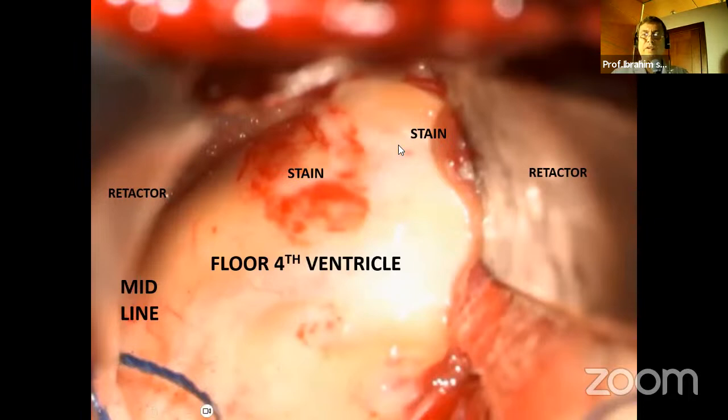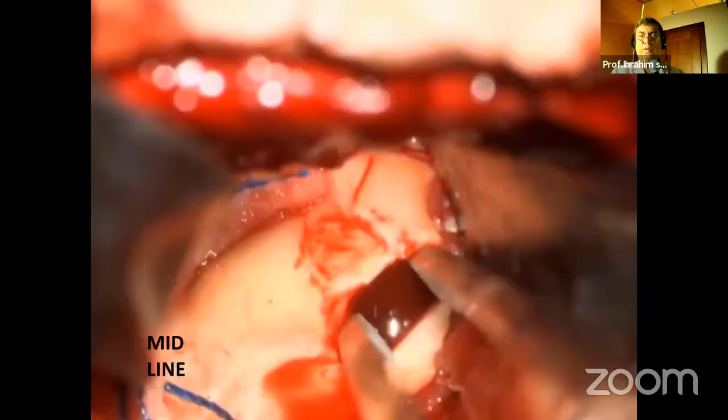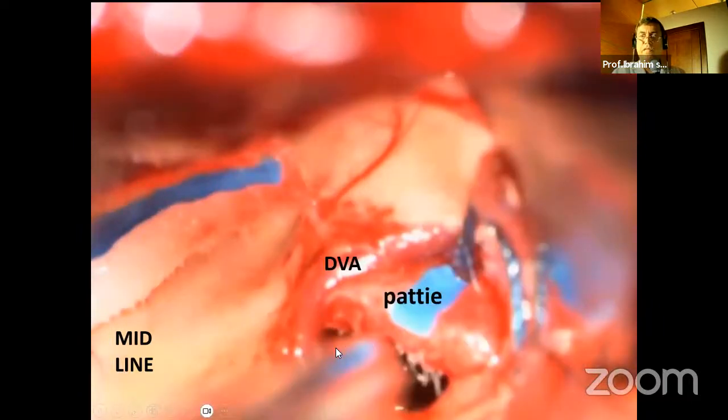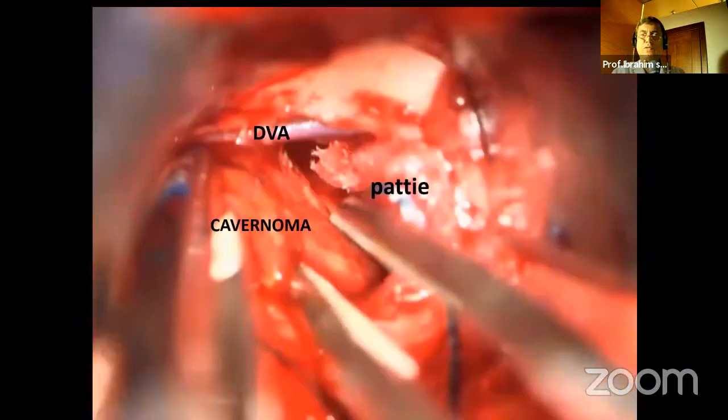We are on the floor of the fourth ventricle. The midline is here. This should be the facial colliculus. This is the stria medullaris. The facial nerve is here. And there is a stain. If I go through that stain, I will damage the facial nerve. So I went to another stain here, away from the facial nerve. I went through that. This is the blood. And I discovered the DVA. I protected it with a patty and started to take the cavernoma out.